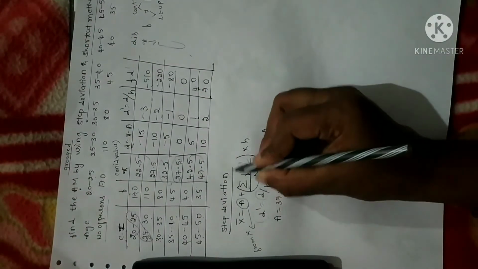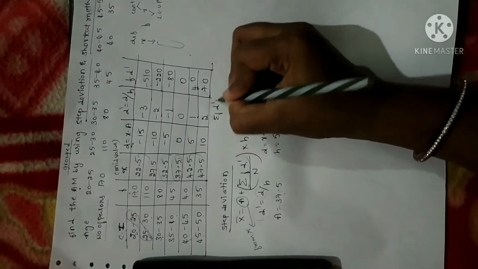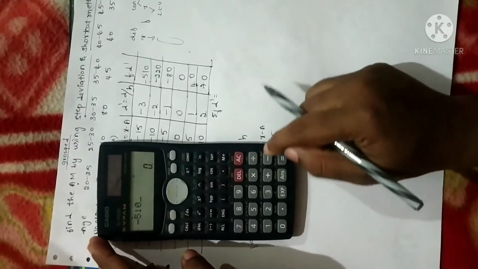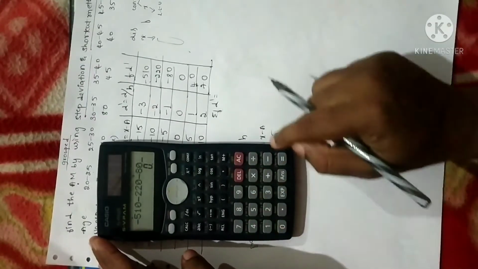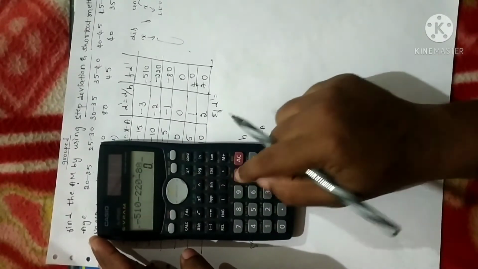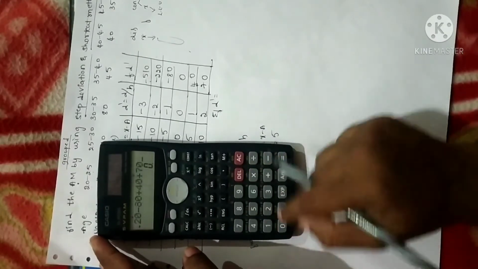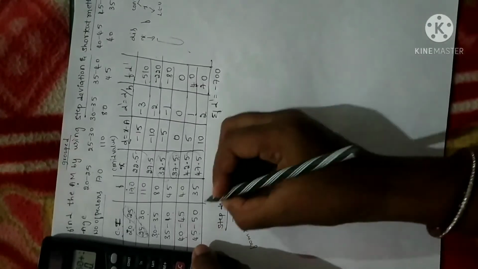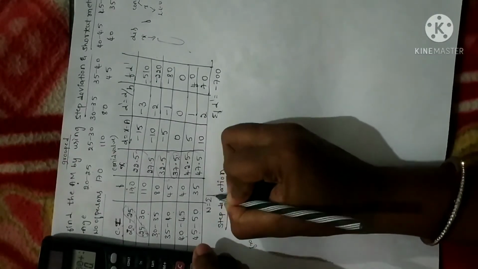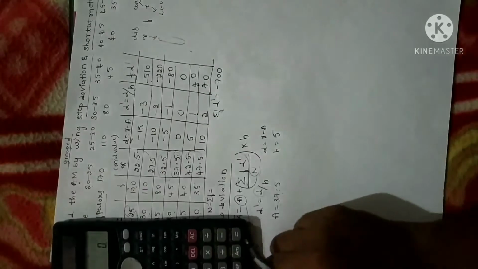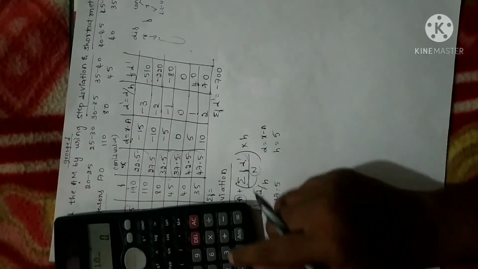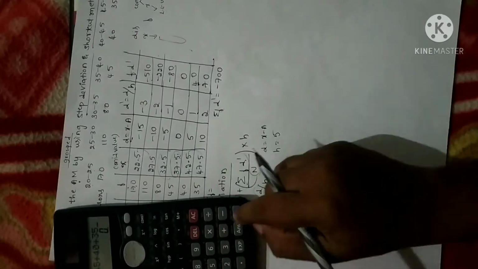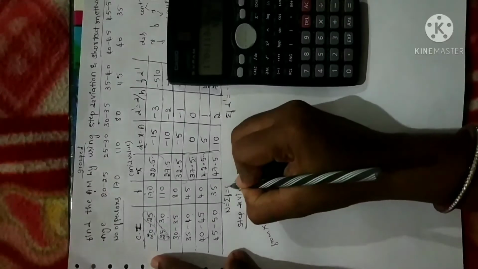Now I have to find sigma FD dash. Sigma FD dash, in the sense I have to add the column FD dash. So let me add: minus 510 minus 220 minus 80 plus 40 plus 70. So it is minus 700. Again, what else is needed? N. So I have already told you N is none other than sigma F. We have to add all these values: 170 plus 110 plus 80 plus 45 plus 40 plus 35. So that will give us 480.